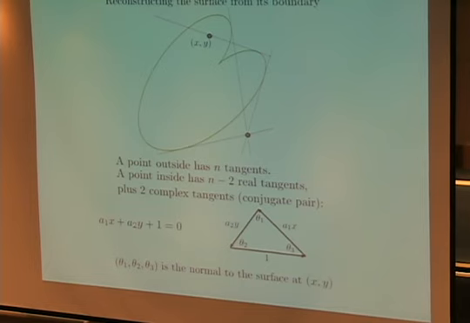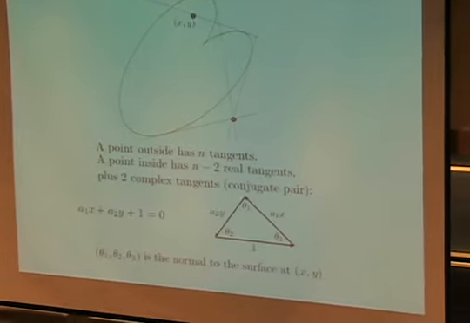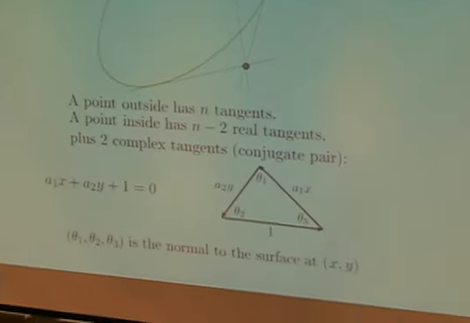So this real algebraic curve here is just the real part of some complex algebraic curve. Okay? So from a point inside, you think of these two tangent lines going off somewhere into complex two space. But anyway, you break down the equation for that tangent line, you get three complex numbers, A1x, A2y, and 1, which sum to 0. And you can make a little triangle out of those three numbers, a triangle in the complex plane: 1, A1x, A2y. And you look at the angles of that triangle, theta 1, theta 2, theta 3.